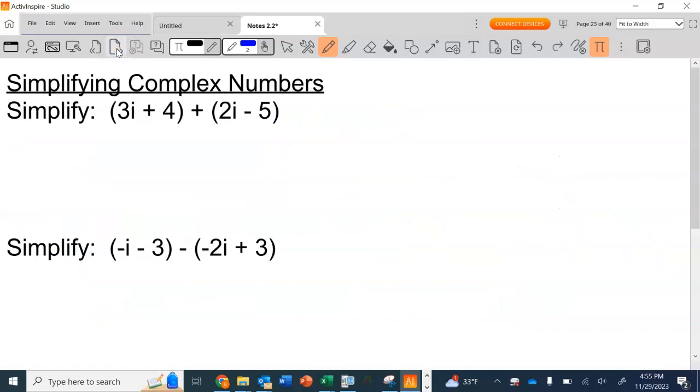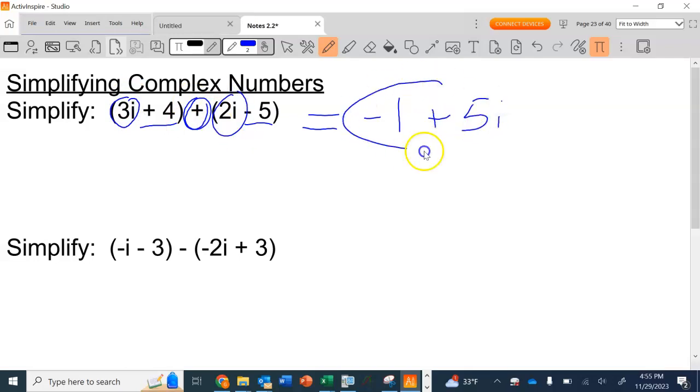From here, let's look at some basic examples of simplifying. One of the things we look at is taking complex numbers and adding them. If we're going to do this in standard form, I want to do the real numbers first. So this would be +4 plus -5, and that would equal -1. And then for the imaginary units, I would have +3i plus +2i, and that would be +5i. The answer you get is also a complex number, with the real part first and the imaginary part second, and that's how we write answers so that they're in standard form.